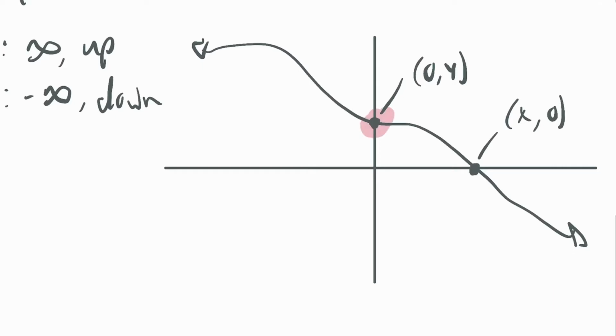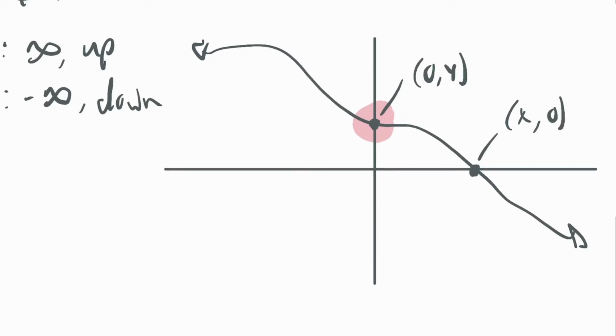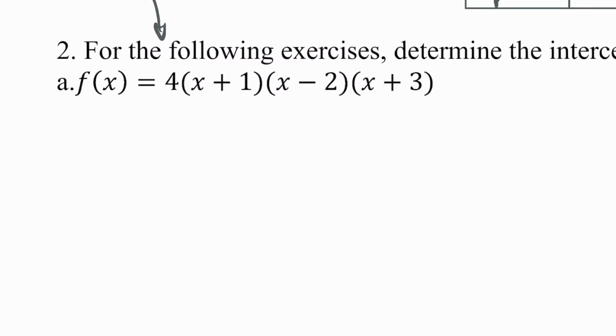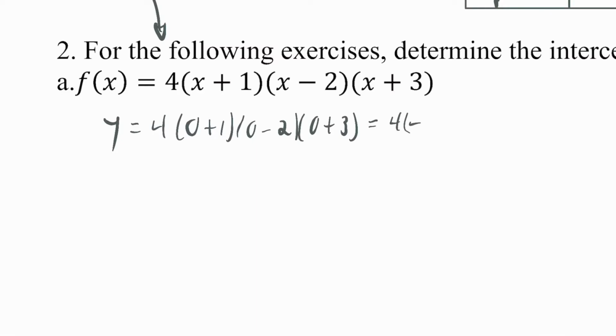If you're on the y-axis, then your distance from it is 0, so the x-coordinate is 0. Okay, so if we want to find a y-intercept, just plug in 0 for x. So y equals 4 times 0 plus 1 times 0 minus 2 times 0 plus 3. So I get 4 times 1 is 4 times negative 6. I get negative 24 for my y-intercept just by plugging in 0 for x.